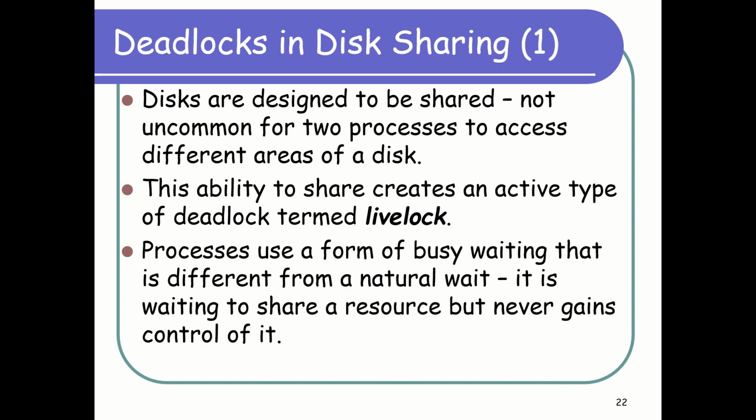Disks are designed to be shared, and it is not uncommon for two processes to access different areas of a disk. So this is deadlock in disk sharing. Remember, a disk has sectors and so on. This ability to share creates an active type of deadlock termed livelock. In livelock, processes use a form of busy waiting that is different from a natural wait. It is waiting to share a resource but never gains control of it.